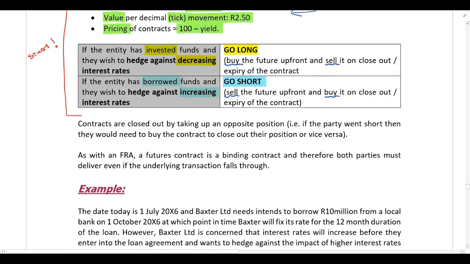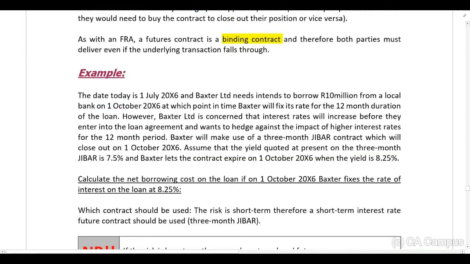Then please note also, as with a forward rate agreement, the futures contract is also a binding agreement. So even if the underlying transaction falls through, each party still has to deliver in terms of the futures contract. So let's look at the example below. This is very similar to the last example.